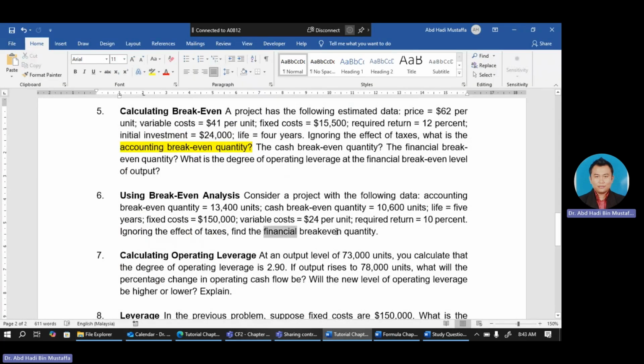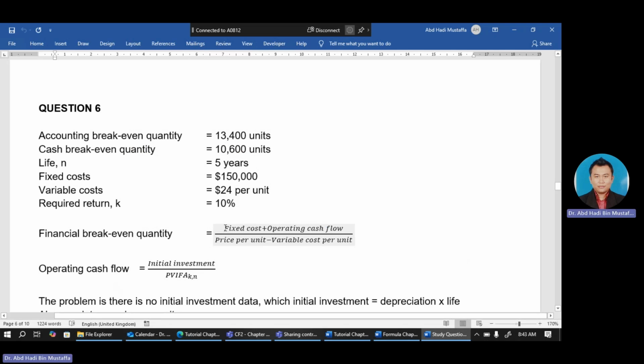Even though the question is financial break-even quantity, it is not easy to find. Let me tell you why. The formula for financial break-even quantity is fixed cost plus operating cash flow divided by price per unit minus variable cost per unit. But there is no fixed cost. Yes, we have information on OCF? No. Price per unit? No information. Variable cost per unit, yes. That means the missing information is OCF and price per unit, which is very difficult.